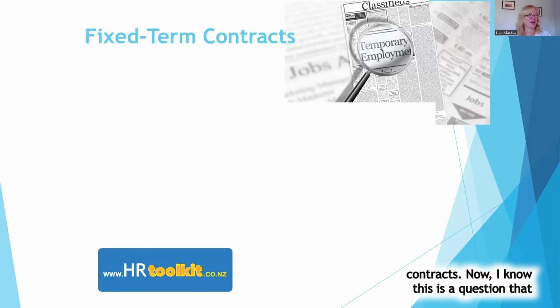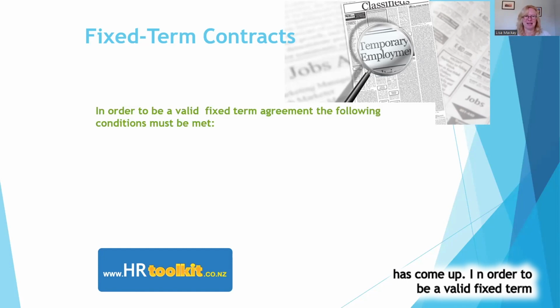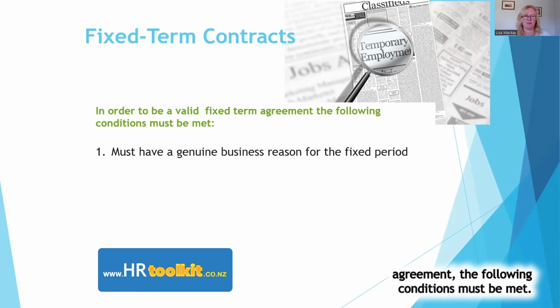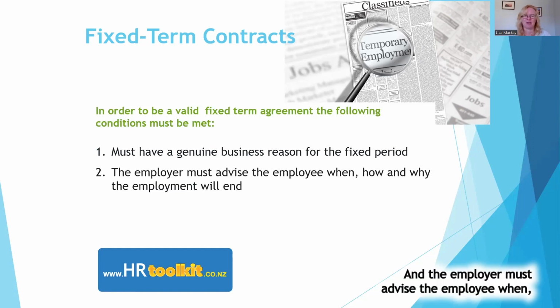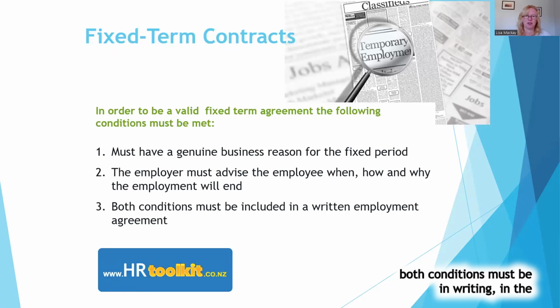Fixed term contracts. Now, I know this is a question that has come up, and in order to be a valid fixed term agreement, the following conditions must be met. There must be a genuine business reason for the fixed term, and the employer must advise the employee when, how, and why the employment will end. And both conditions must be in writing in the employment agreement.